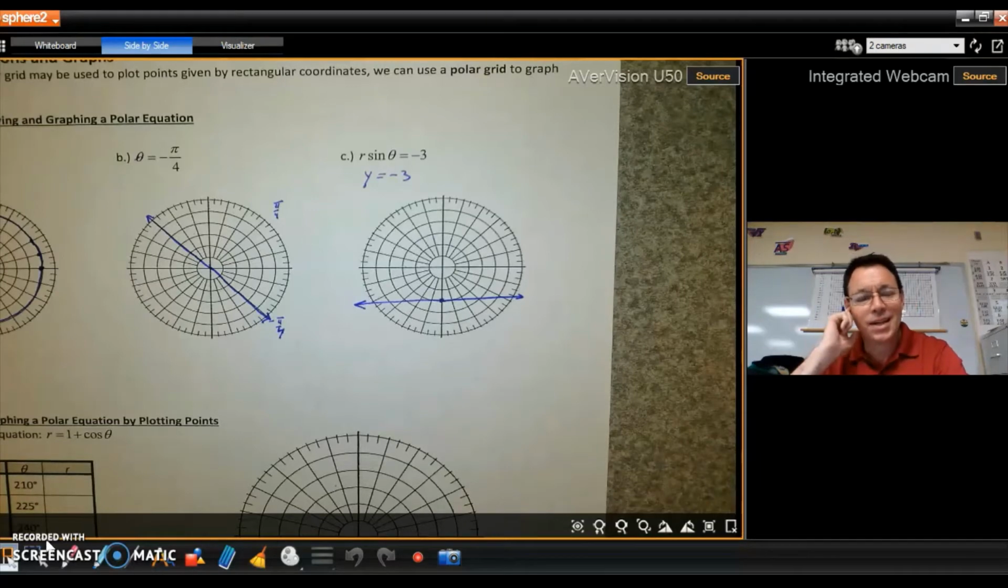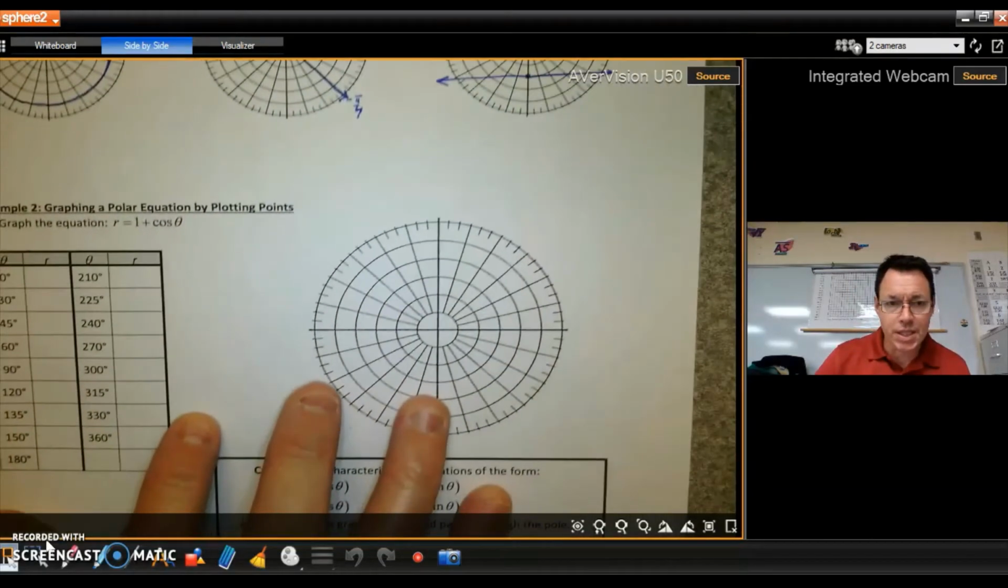Okay, so that would be r sine theta equals negative 3 because r sine theta is y. If I would have given you r cosine theta, then that would have been x. Okay, and so you just translate it into x, think it's a vertical line, and then you just go out to where you need to go out. All right, but here's where they're going to get a little more interesting.